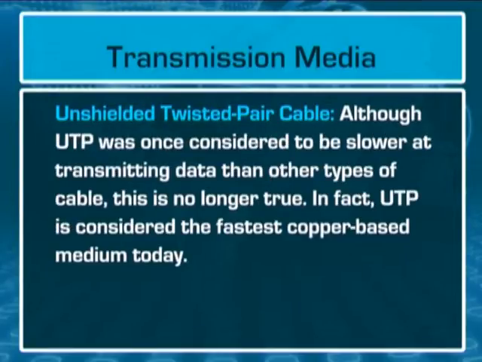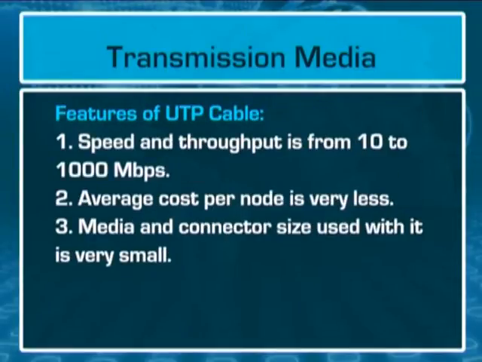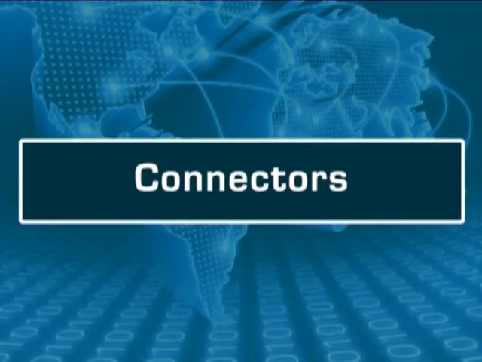Although UTP was once considered to be slower at transmitting data than other types of cable, this is no longer true. In fact, UTP is considered the fastest copper based medium today. The main features of unshielded twisted pair cable are: number 1, speed and throughput is from 10 to 1000 Mbps. Number 2, average cost per node is very less. And number 3, media and connector size used with it is very small. Next is connectors. The most common UTP connector is RJ45, where RJ stands for registered jack.